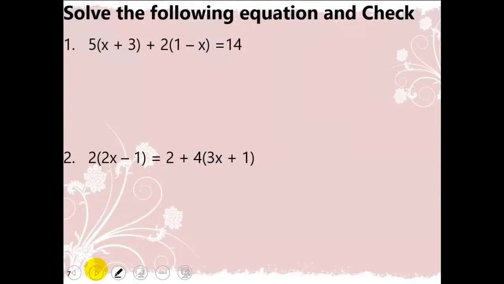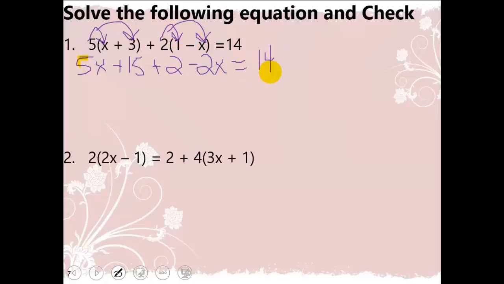Here's our first problem. I'm going to do one with you, have you hit pause, you do 2, come back and see what you get. So here's our first one. I'm going to distribute first of all. That undoes the grouping symbols. So I get 5x plus 15, we learned this earlier, plus 2 minus 2x, we learned this earlier, equals 14.